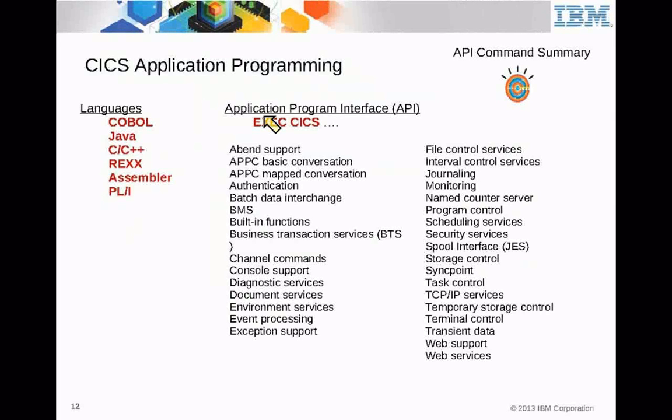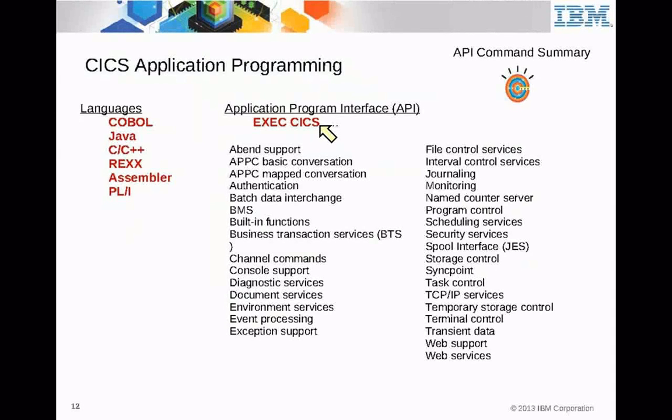So we'll talk about the application program interface. So inside, here's 6 languages you can use in CICS: COBOL, Java, C, C++. Actually, that would probably count as 2 languages, I guess. So it'd be a total of 7. Rexx, Assembler, PL/I. But in any one of these languages, you could say EXEC CICS.